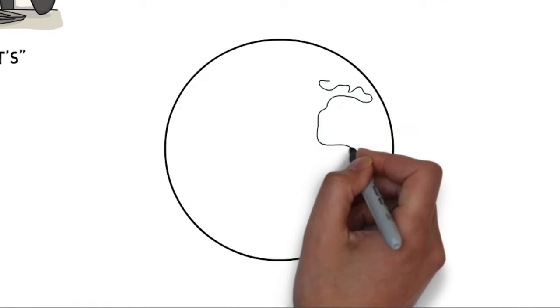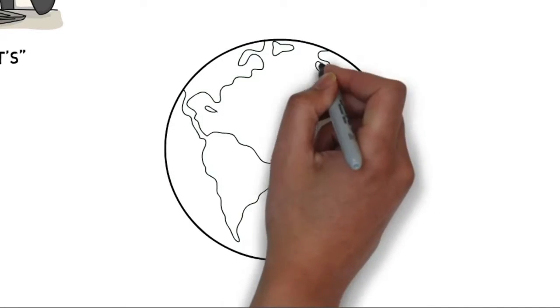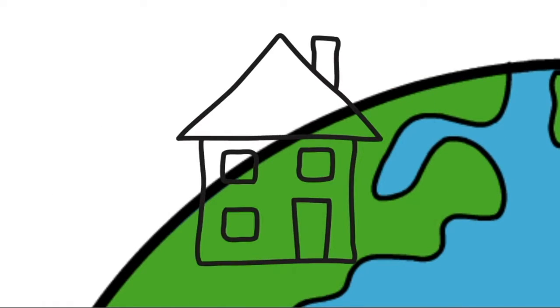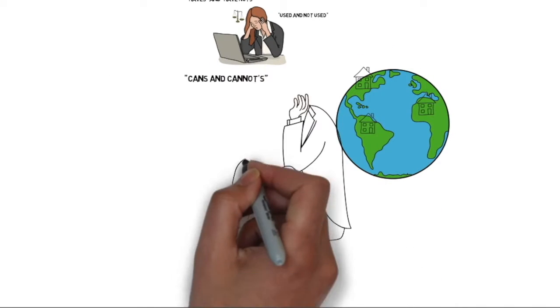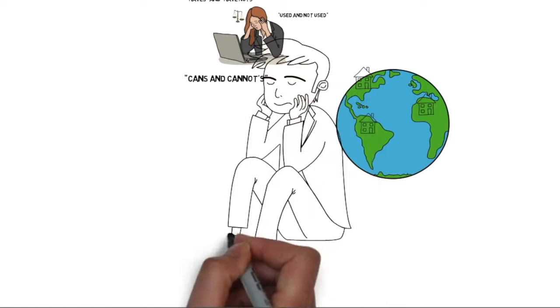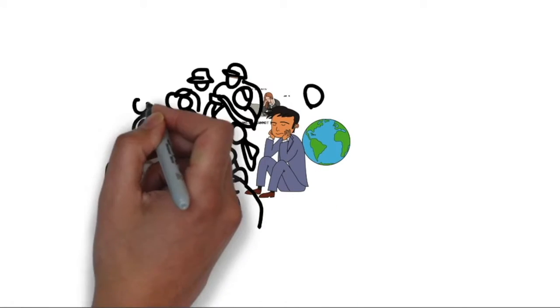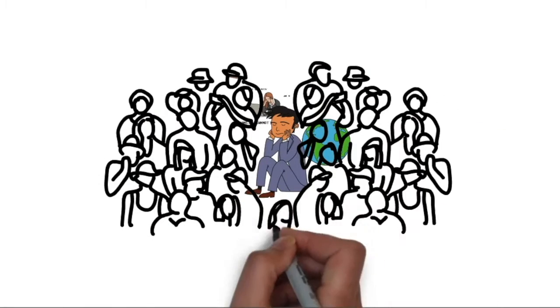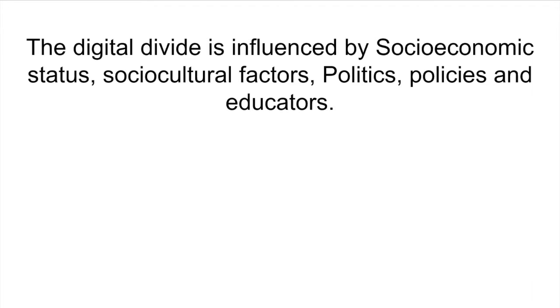Although governments in some developing countries are working towards supplying students with technology access, this cannot bridge the gap on a global scale, nor can it in all cases bridge the gap in home access. Its effects are far-reaching, going beyond the immediate effect on education and heavily influencing areas such as employment. Whilst in some cases the gap can be lessened between generations, it can also be seen to have a rippling effect on future generations. The digital divide is influenced by socioeconomic status, socio-cultural factors, politics, policies, and educators.